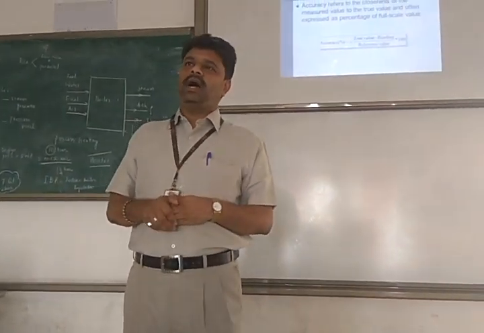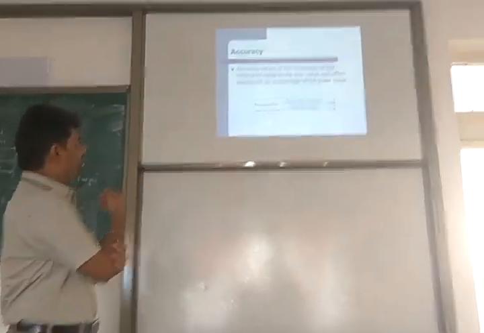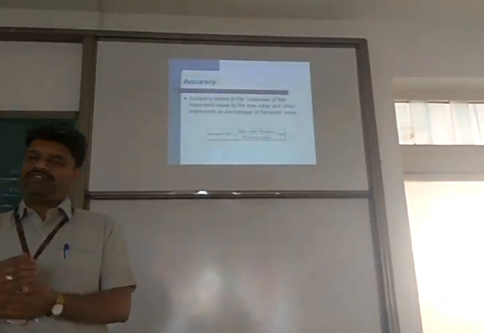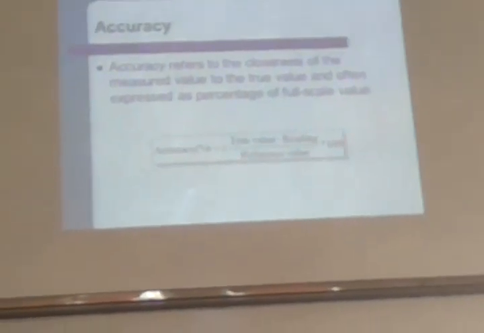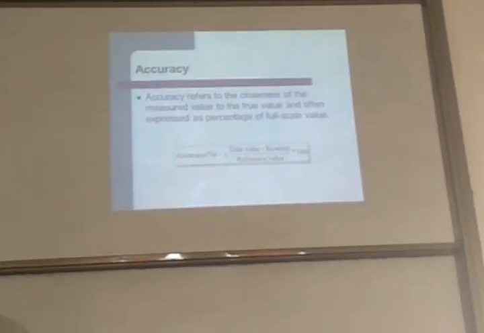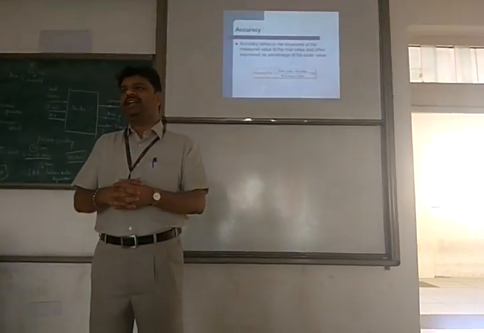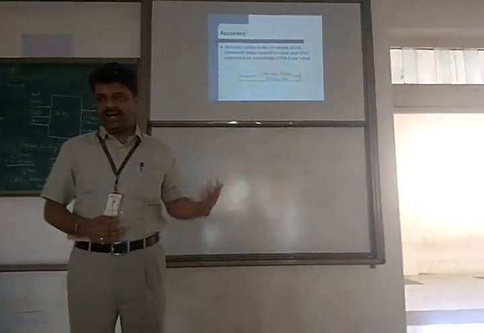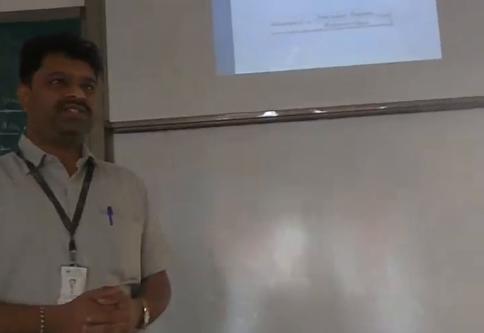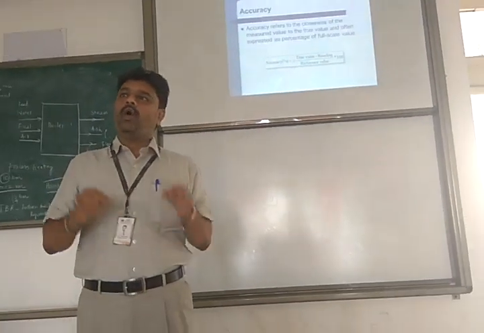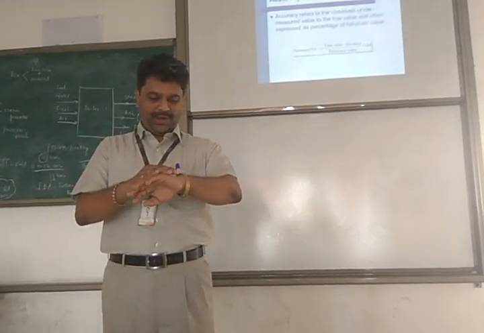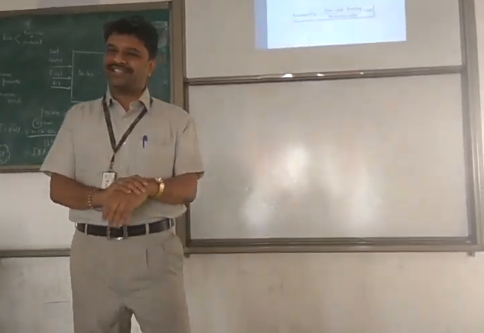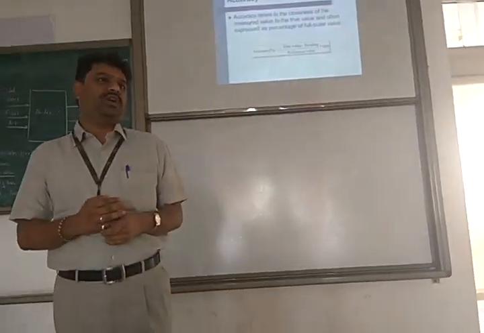Accuracy refers to the closeness of the measured value to the true value. There are 2 things. One is the measured value, the other one is the true value. A lot of discussion we can have. In fact, in the past 5 to 6 years, when I handled this subject, only on accuracy I spent the entire class, 1 hour. I don't know whether we will be able to cover this class. So much we can talk about the term accuracy.